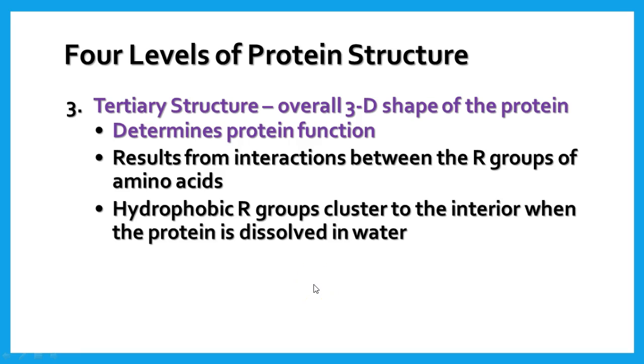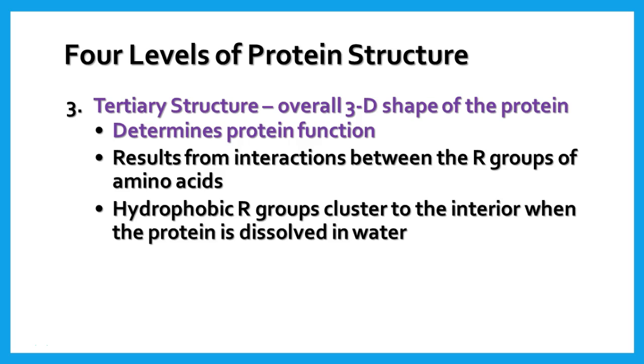The third level of protein structure is the tertiary structure, and it has to do with the overall 3D shape of the protein, and this is what determines how the protein works. This occurs from other kinds of interactions between the R groups of amino acids, not just between the carbonyl carboxyl group and the amino group, but between the R groups of the amino acids. They can twist, they can turn, they can cluster together. The hydrophobic groups are going to cluster toward the inside when the protein is dissolved in water. The hydrophilic groups will stay on the outside.